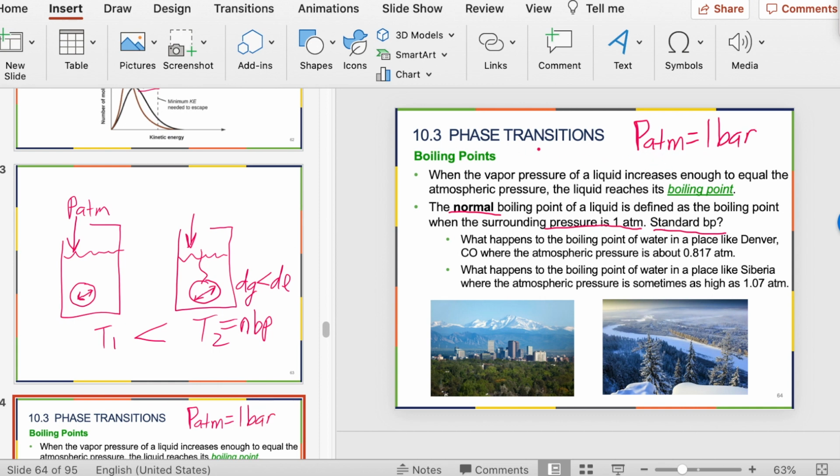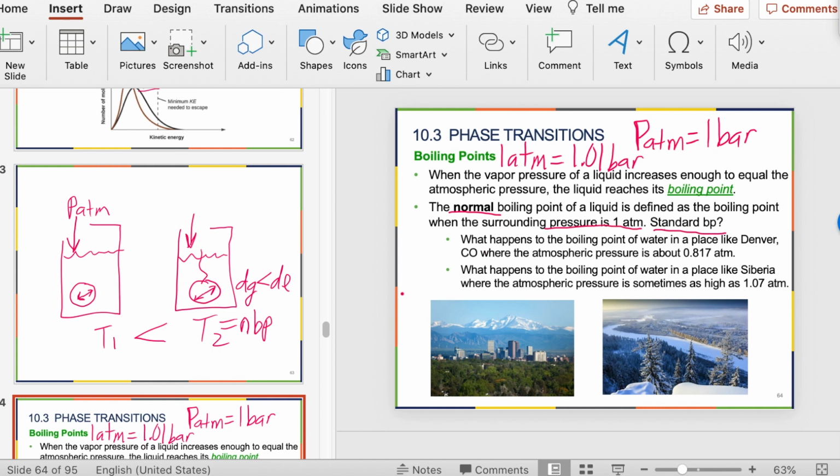Remember our old atmosphere, 760 millimeters of mercury? That is 1.01 bar. So they've lowered the standard pressure just a little bit. Okay. So the boiling point of water, the standard boiling point, is going to be a little bit lower, not much, than the normal boiling point.